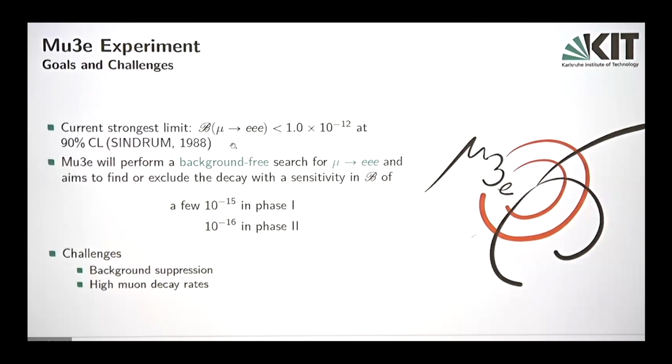And as always, the challenges are more or less the same. We have to suppress our background, otherwise we don't have a background-free search. And we have to operate at high muon rates. Otherwise, we do this for 100 years.